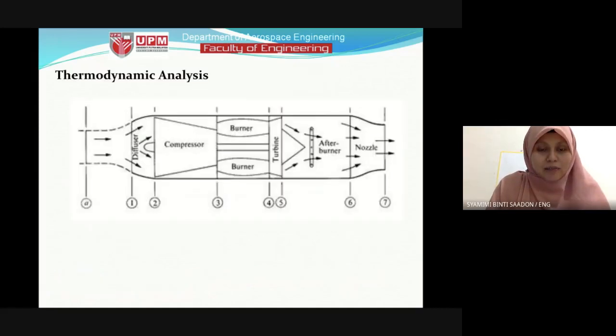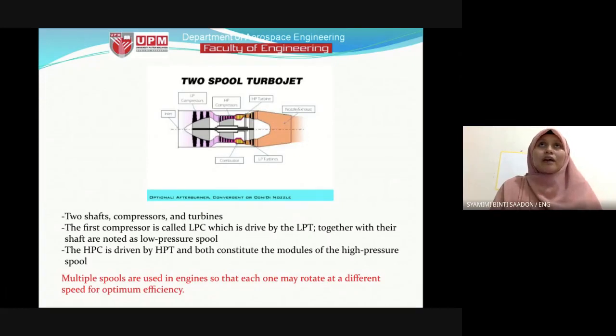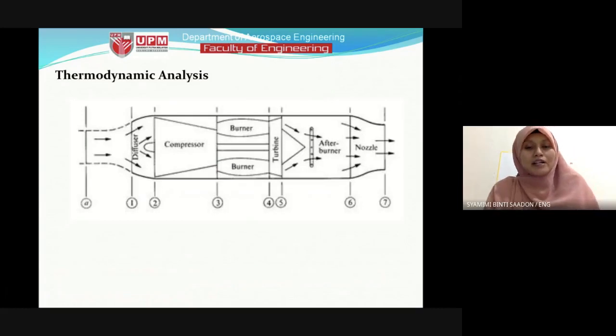But of course, having two, three, or multiple spools will give more weight and increased cost. At the same time, if you want to optimize the efficiency, then we will choose multiple spools. The main point in this chapter is to understand the process inside the engine, the thermodynamic process, the cycle.